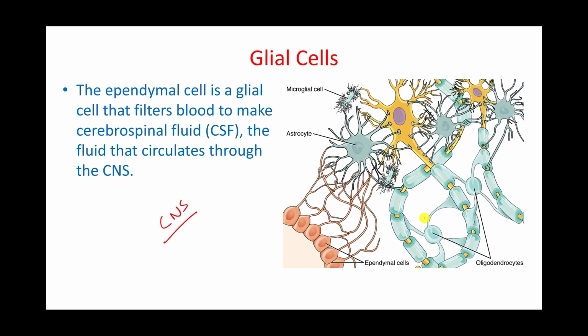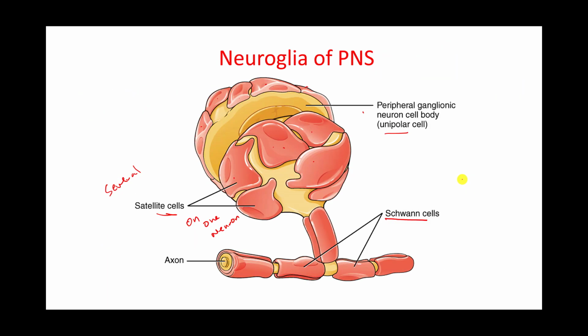With oligodendrocytes, as you can see, this is an oligodendrocyte. It can connect to several axons and insulate them. Okay, same thing here, several axons and insulate them. Here it's a different story.